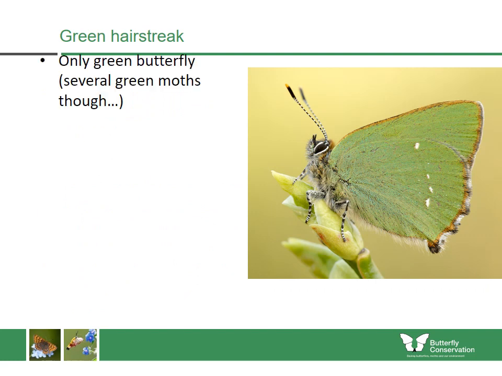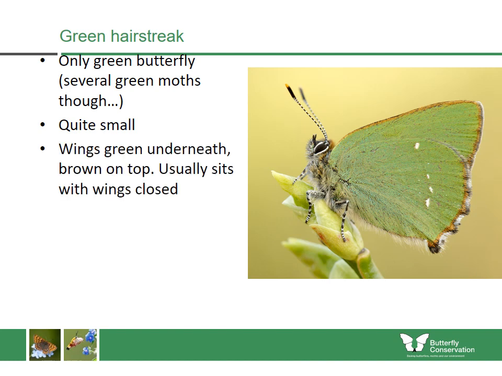Now we're onto the green hairstreak, which is the UK's only green butterfly species. However, there are several green moth species. This is quite a small butterfly, and the wings are green underneath but brown on top. So whenever they fly, you will see the brown mixing with green as they fly, and it looks kind of a silvery appearance. But whenever they land, they sit with their wings closed, so it has this bright green appearance.